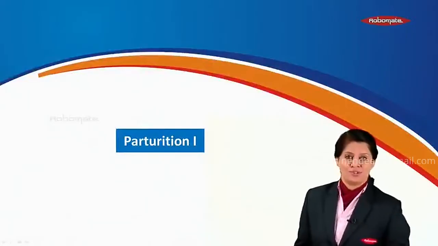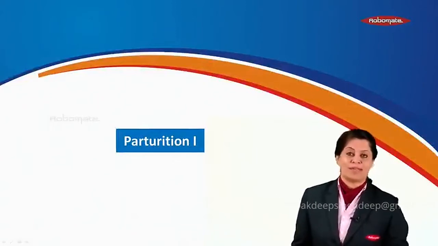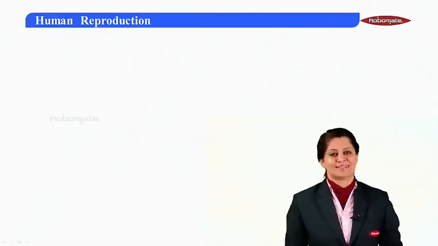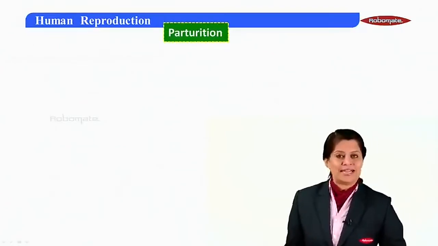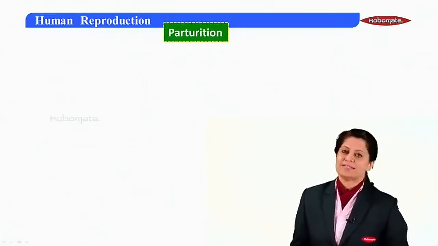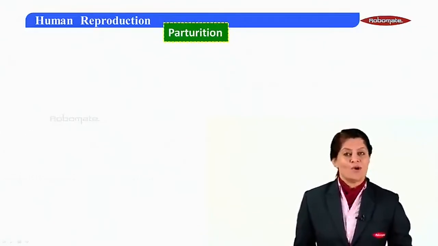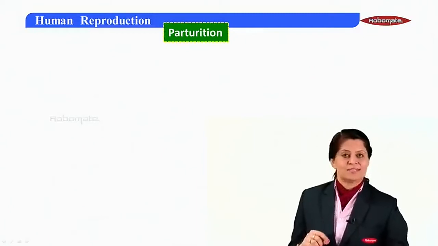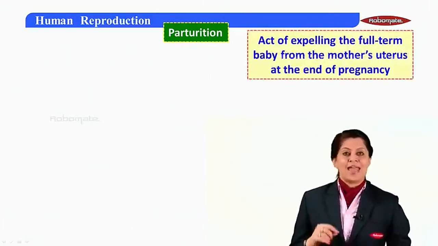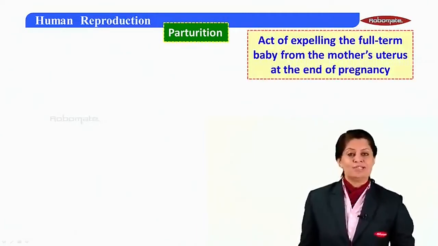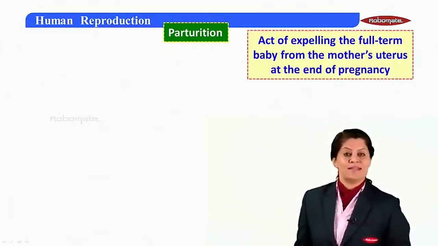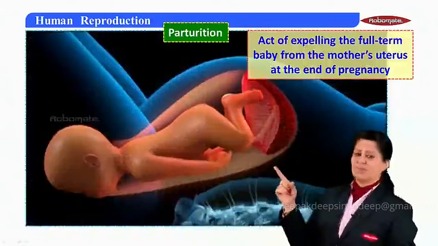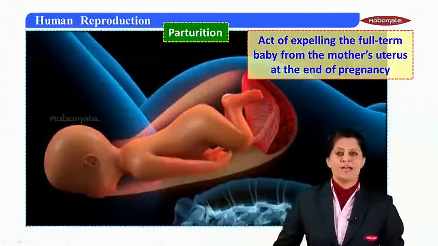With parturition, and I have divided this topic into 2 modules. So let's say parturition part 1. Now, what exactly is parturition? In simple terms, students, we call it delivery of the fetus. So parturition is defined as act of expelling the full-term baby from the mother's uterus at the end of pregnancy. That's parturition, students, delivery of the fetus.